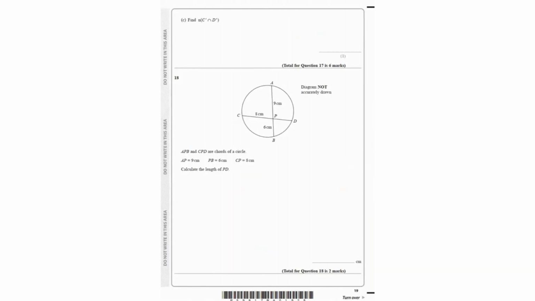Then this one, it says APB and CPD are chords of a circle. AP is 9 centimeters, PB is 6, and CP is 8. Calculate the length of PD. So now compared to the last one, this one is quite simpler, even though the formula is still the same, but the values are more basic because there are no expressions. They've given us numerical values. So 8 times PD equals 6 times 9. PD is going to be 6 times 9 divided by 8, which is going to give us 6.75. So 6.75 centimeters is the length of PD.